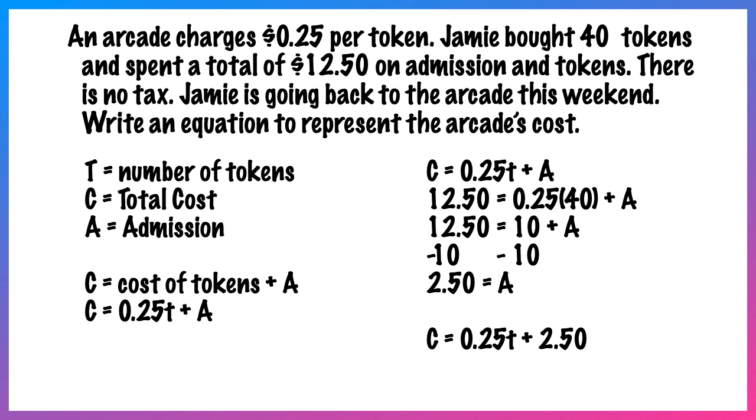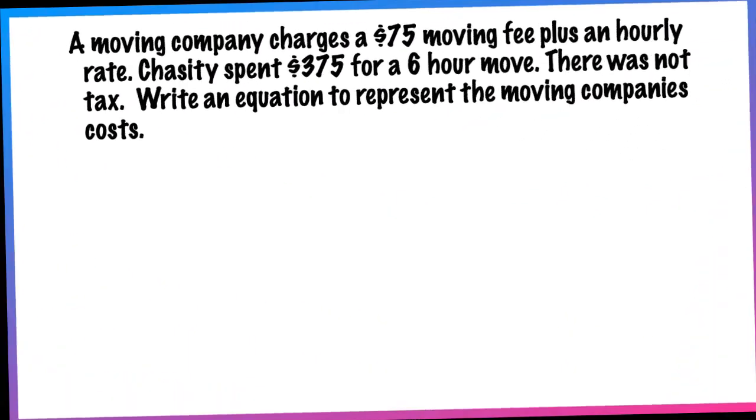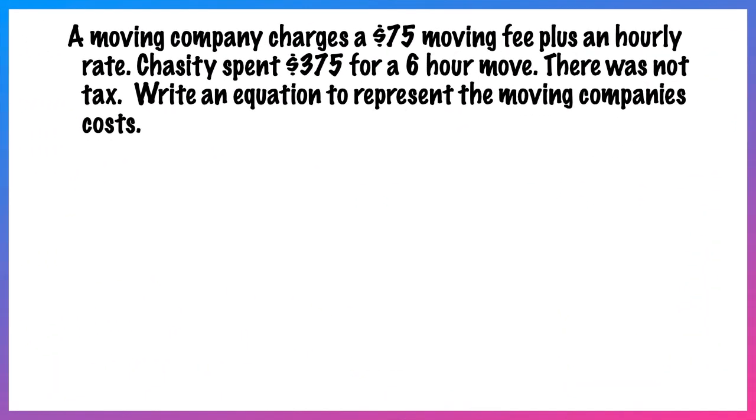Let's try another example. A moving company charges a $75 moving fee plus an hourly rate. Chastity spent $375 for a 6-hour move. There was no tax. Write an equation to represent the moving company's costs.